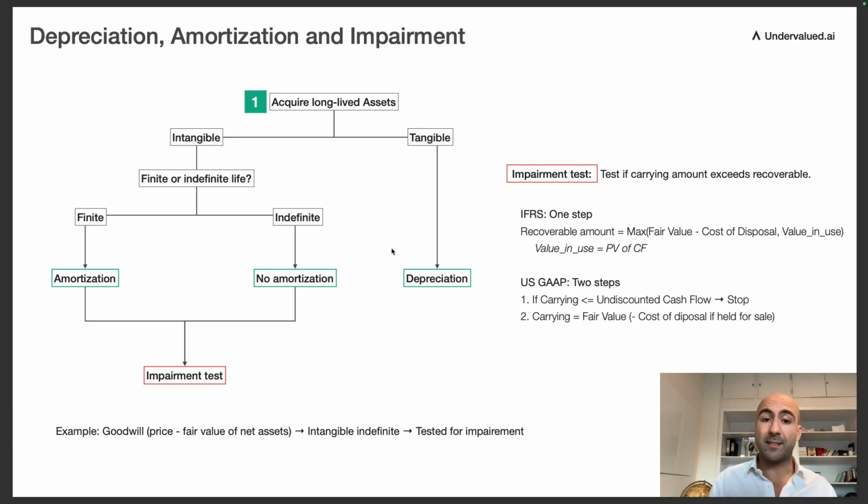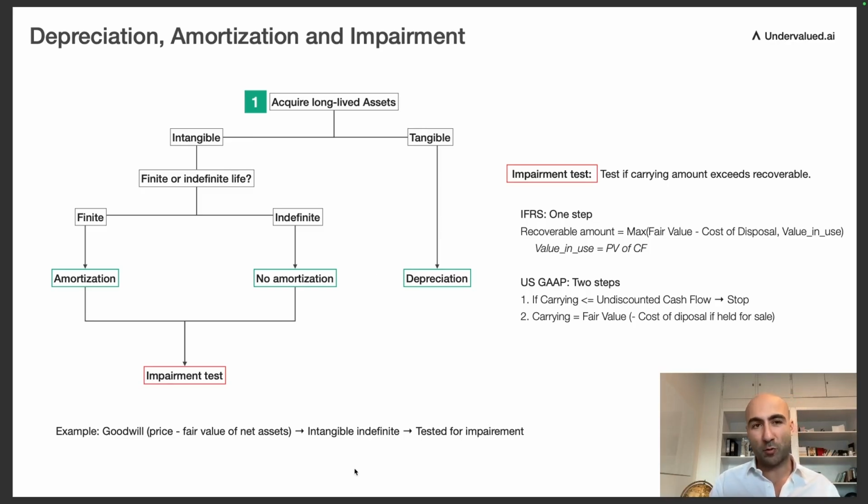Now, if it's indefinite, for example, a brand, the brand name can last forever, or Goodwill, then it's not amortized, it's tested for impairment. I mean, you could also have testing for impairment for finite, but again, simplification, it's just the intro, we'll talk about the main ideas here, the major ideas.